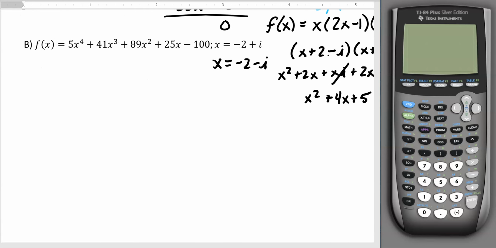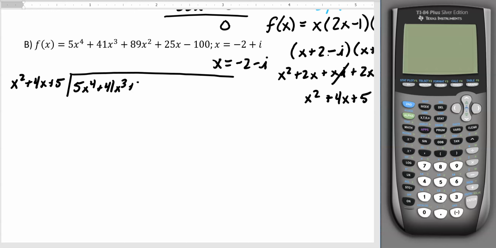So let's check this out over here, get this all set up. x squared plus 4x plus 5 would be my divisor. My dividend would be this polynomial: 5x to the fourth plus 41x to the third plus 89x squared plus 25x minus 100.